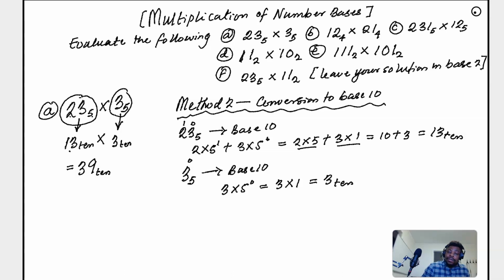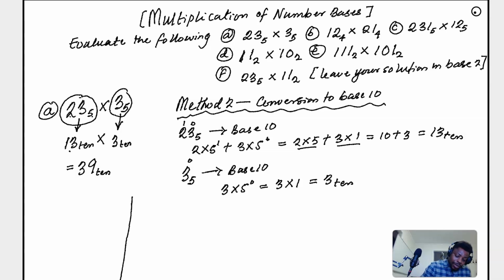Because the question is in base 5, we have to convert our 39 base 10 to base 5. I've done this also in my previous video. This is conversion from base 10 to other bases. For those of you that have not seen the video, click up on the top right hand corner to take you to the video. Let's continue.